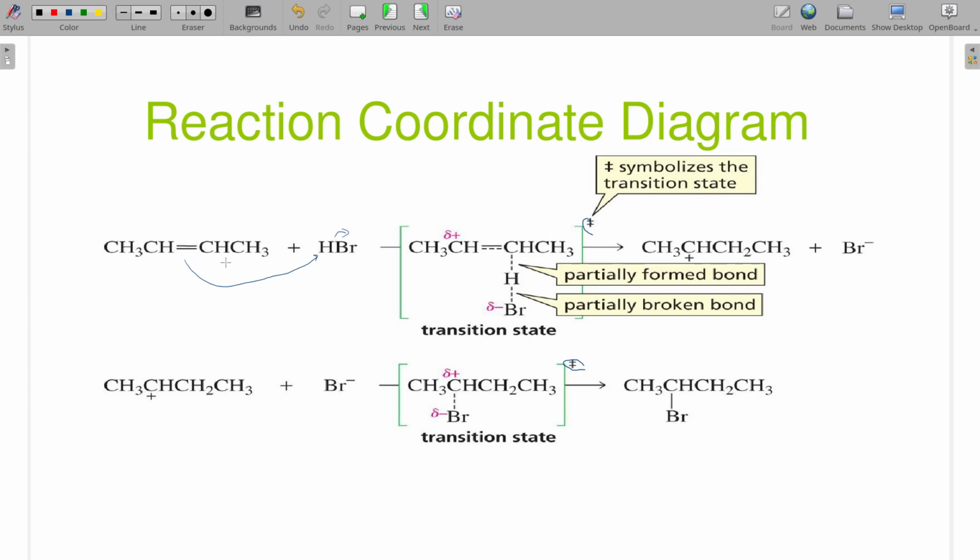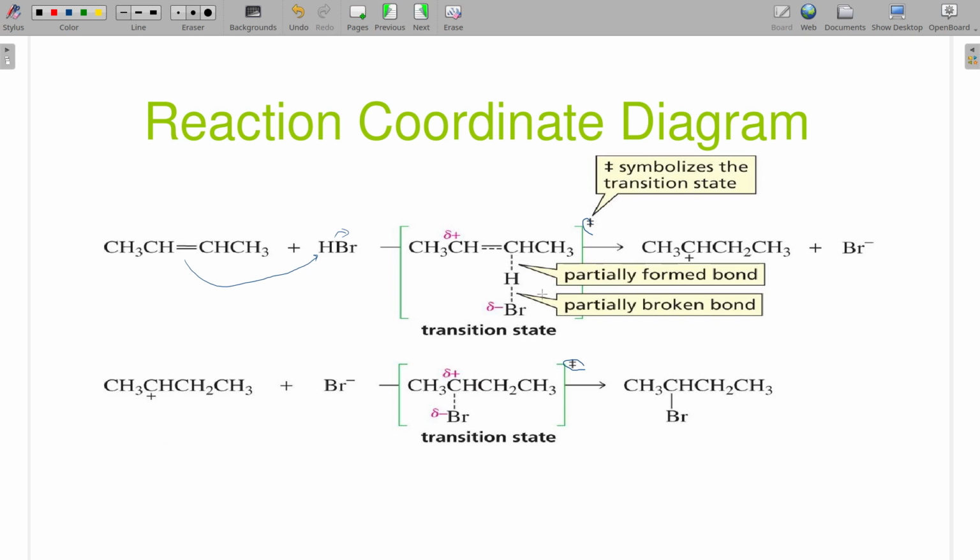And we just chose one of those two H's and drew it directly over one of those H's. And we're going to show that partial bond that's being formed. And we're also showing that that double bond is being broken as this bond's being formed. And we're showing this bond's being broken. So we have partially formed bonds and we have partially broken bonds.